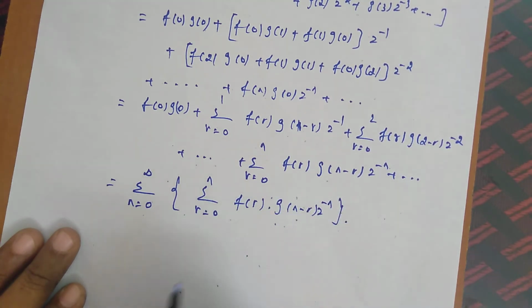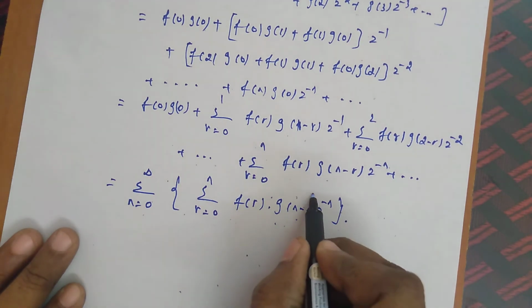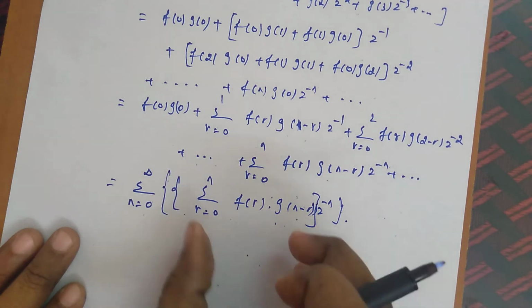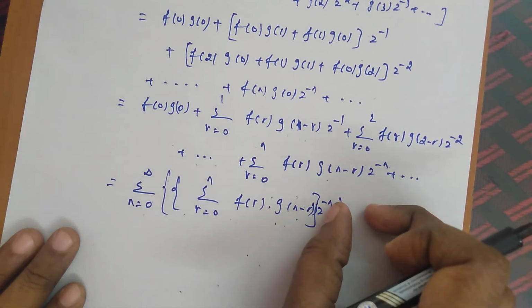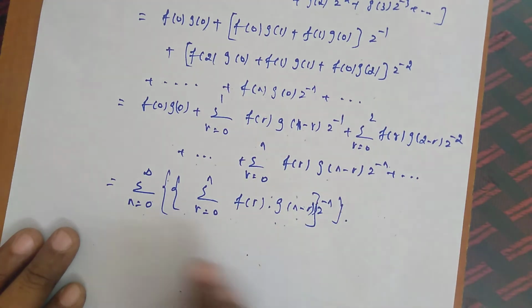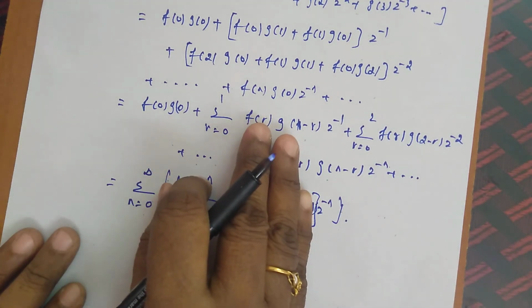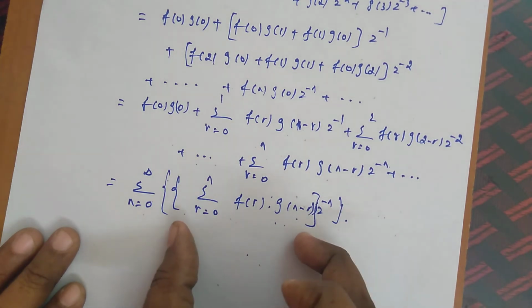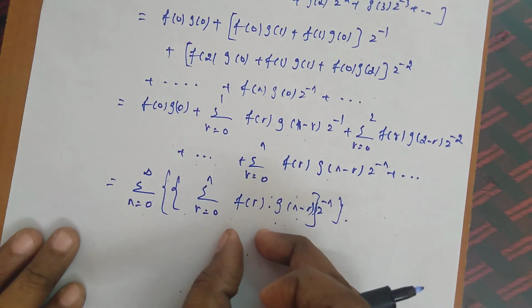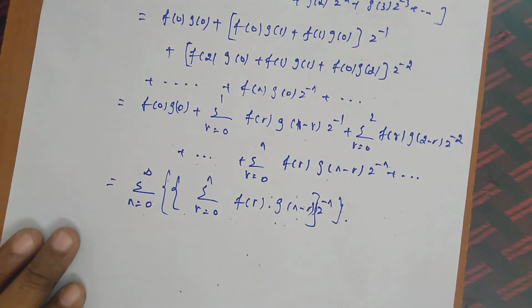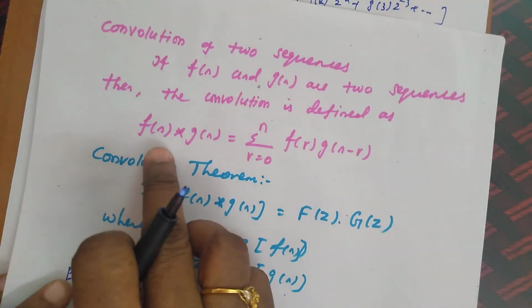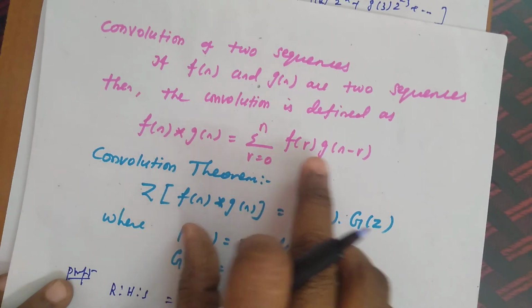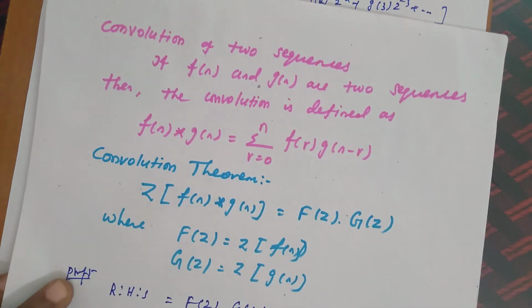Okay, so here look at this. Some sequence into z power minus n is nothing but our definition of Z transform. Sigma n equal to 0 to infinity, some sequence into z power minus n. That is the Z transform definition. Before applying that, look at this one, sigma r equal to 0 to n, f of r into g of n minus r. That is nothing but what? That is nothing but f of n star g of n, which is equal to sigma r equal to 0 to n f of r into g of n minus r. This is the definition of convolution.